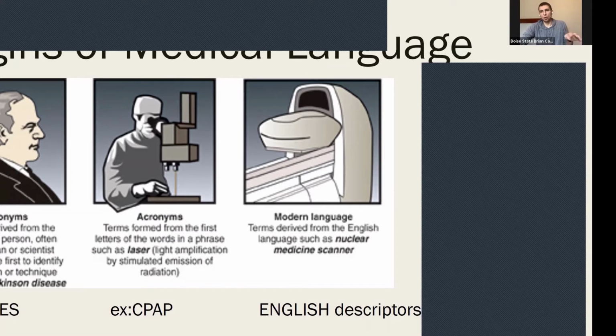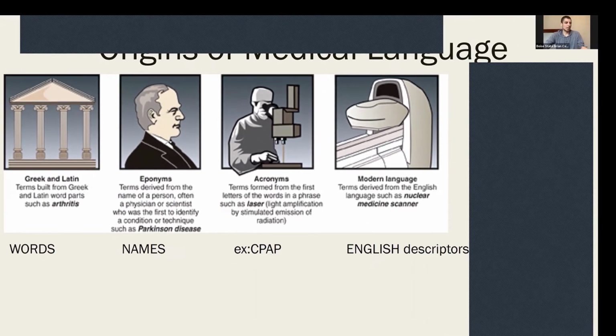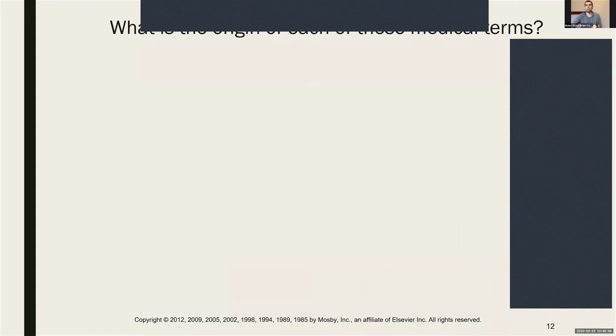So there are 4 categories there, but those 4 items all fit into 2 broader categories. That's what we looked at on page 5, table 1.1. Terms built from word parts are the Greek and the Latin words. And then you've got the second category, terms not built from word parts. That's the eponyms, acronyms, and modern medical language.